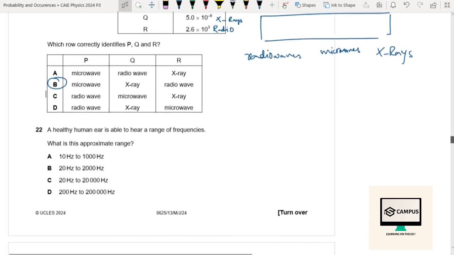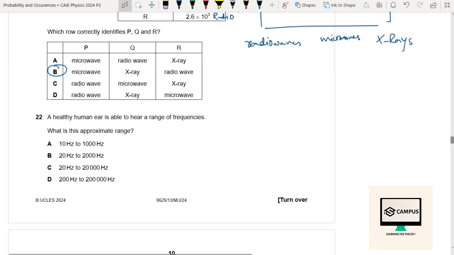Moving on, question number 22. A healthy human ear is able to hear a range of frequencies. What is this approximate range? Well, these kind of questions are free marks, we shouldn't lose them. So 20 to 20,000 hertz or 20 kilohertz.